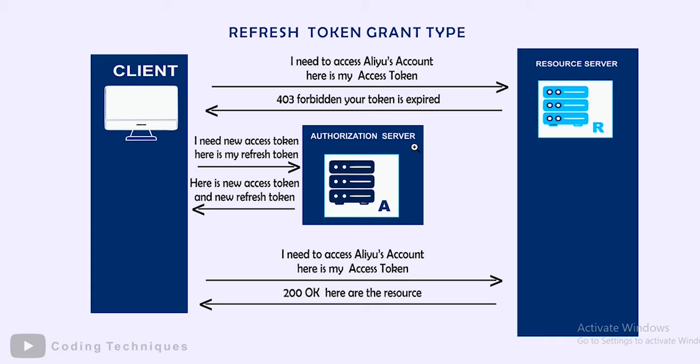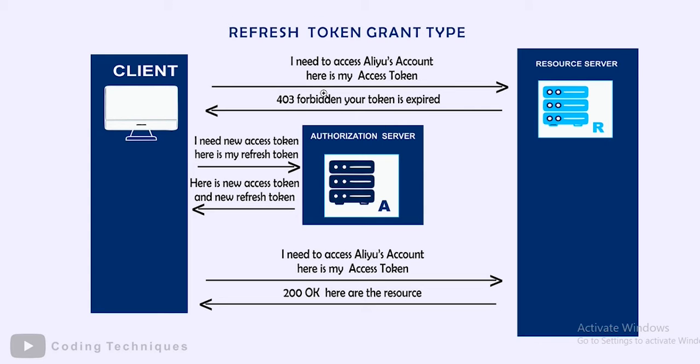So in the refresh token grant type, we have the client and the resource server, and the authorization server here in the middle. So let's see how it works. I need to access Aliyu's account.